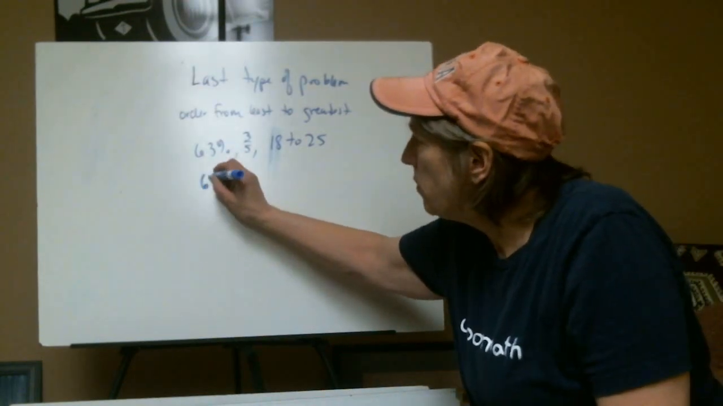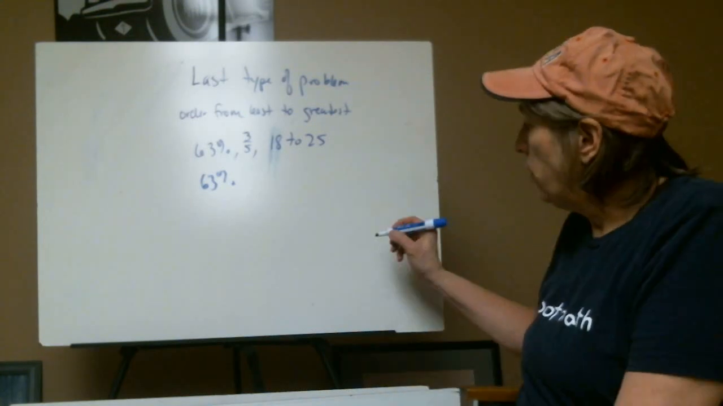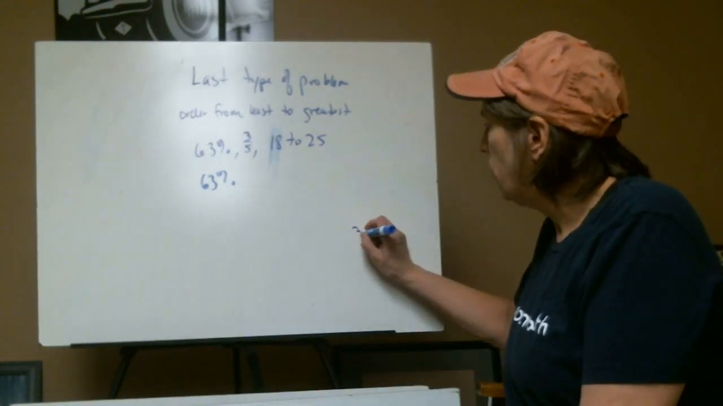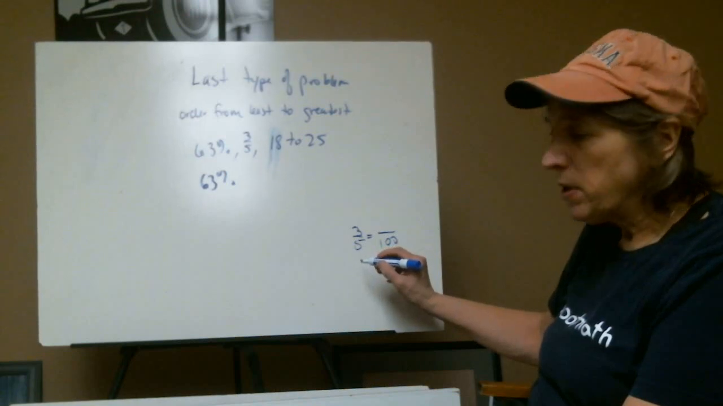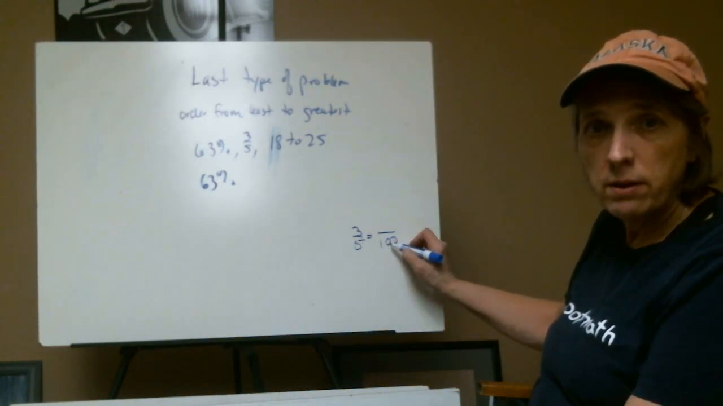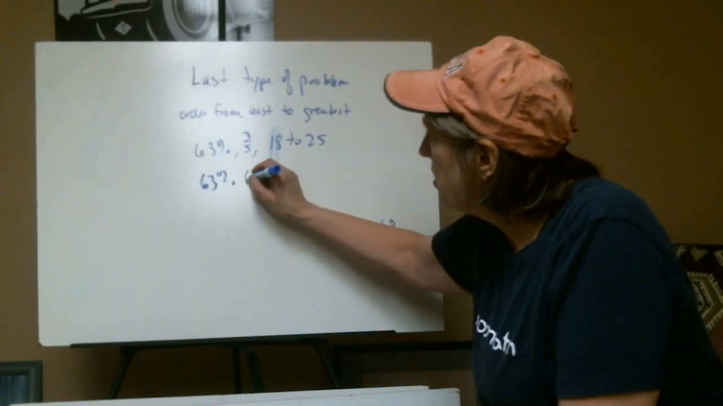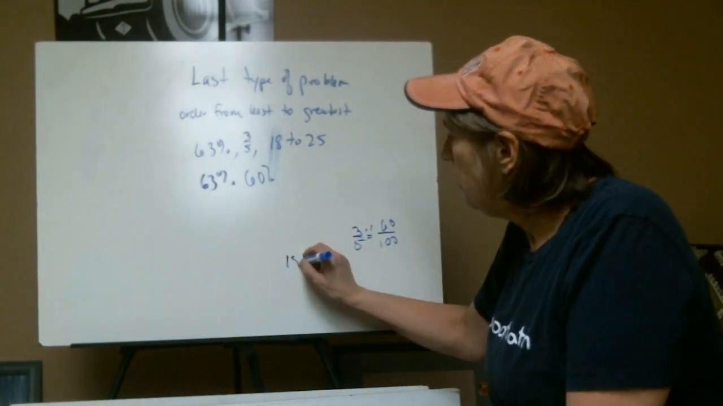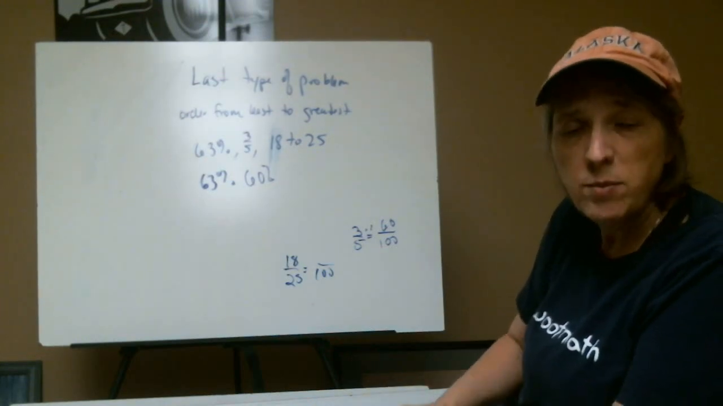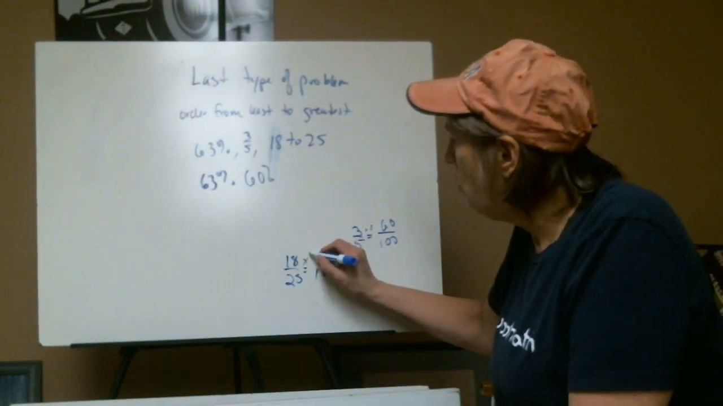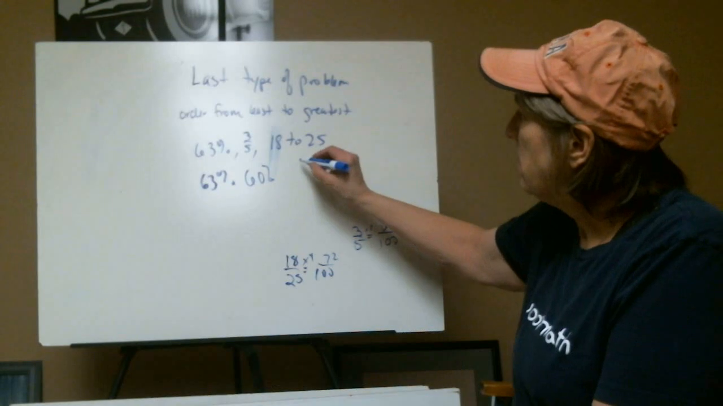So we have 63% already, and then we change 3/5 into percent. You could do it a bunch of different ways. We just learned it. You could say 3/5 equals how many hundredths? Does everybody see that? So 5 goes into 100 20 times. So I'm going to multiply this by 20, so I get 60. So this is 60%, and then 18 over 25 over 100. 25 goes into 100 4 times, so I have to multiply by 4. So times 4, I get 72. So that's 72%.